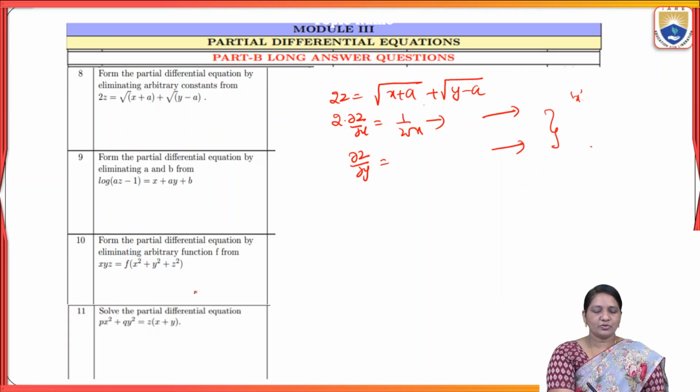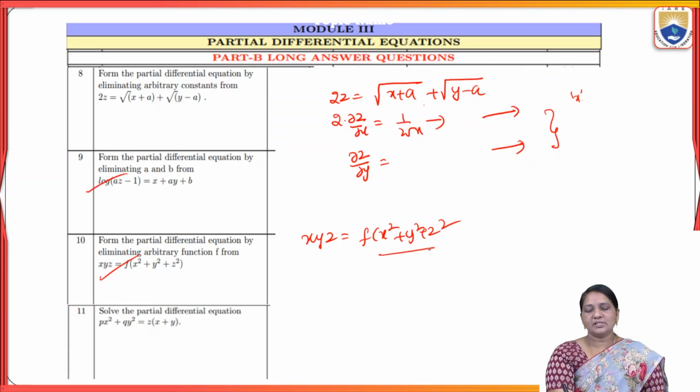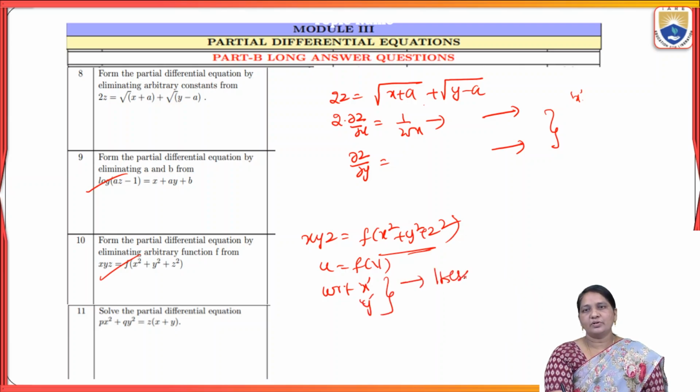You can observe one more question here, that is xyz equal to f(x² + y² + z²). This is in the form of u equal to f(v). Here also, what we discussed before in the problems in Part A, we have to follow that procedure. First do the partial differentiation with respect to x and with respect to y. After that we solve these two equations to get the PDE form.